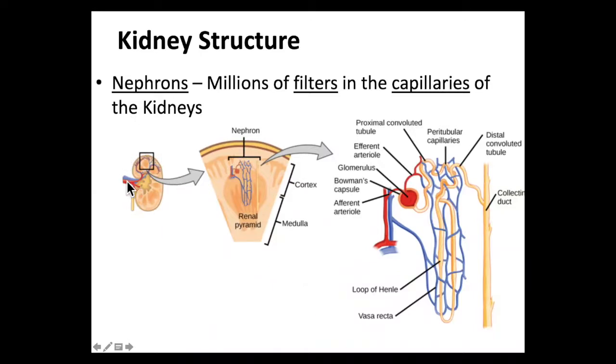The blood goes into the kidney. They pick out the stuff that we want to get rid of, and all the stuff you want to get rid of comes down this ureter into your bladder so you can pee it away. But what actually gets rid of the stuff is called nephrons. Millions of these little filters.